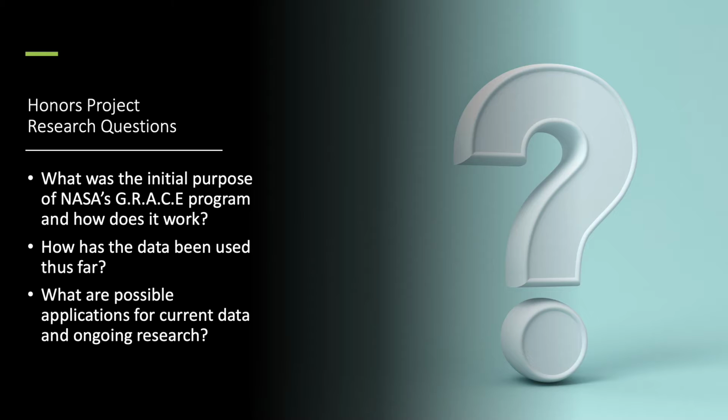This brings me to my honors project research questions. So what was the initial purpose of NASA's GRACE program, and how does it work? In this section, I'll explain the details of GRACE's function and how they actually managed to measure gravitational anomalies using satellites. Secondly, how has the data collected across the 15 years that this program was active and the ongoing missions now been used so far?